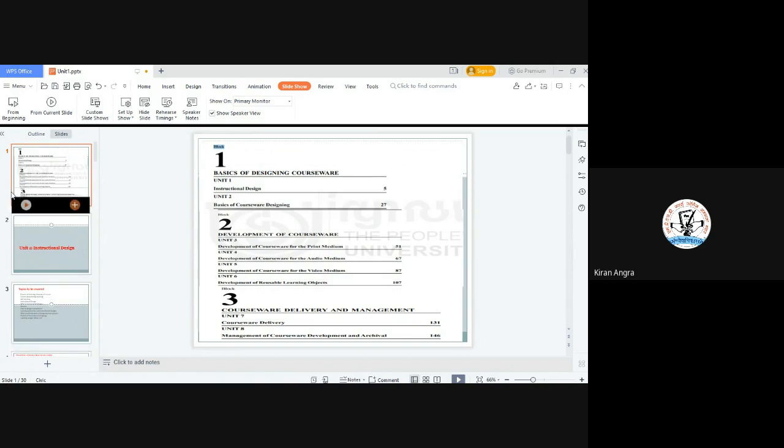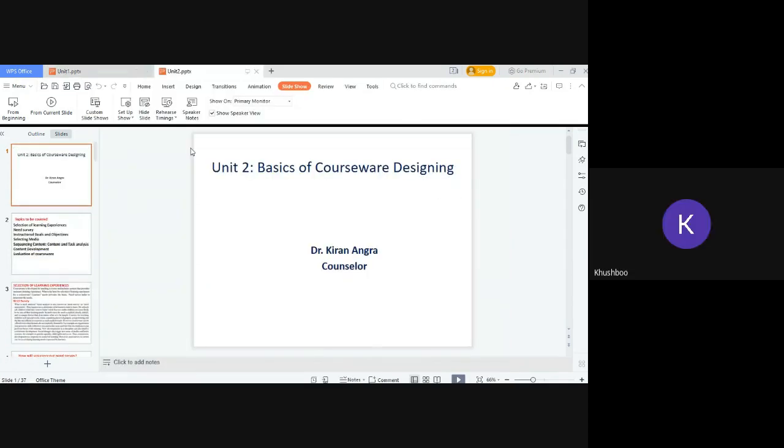Any other problem? Any other issue in there? It's 6:45. So if there is no problem, can I start the basics of courseware design with all of you? Yes, ma'am. Although I may not be able to complete it, in the meantime I will hold the basics of this. This is the first block, second unit, basics of courseware designing.